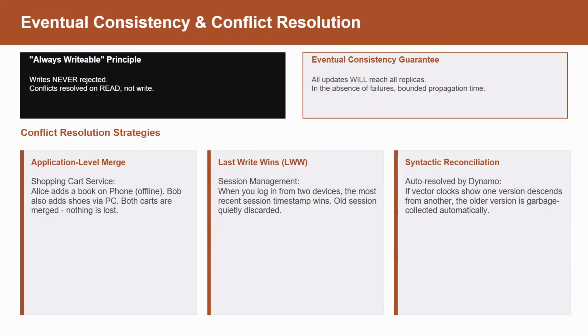The first one is application-level merge, which is used by the shopping cart. If Alice adds a book offline and Bob adds shoes from another device, Dynamo returns both versions to the application, which merges them intelligently. Both items are kept, and nothing is lost.